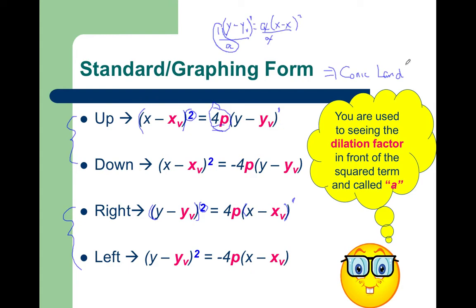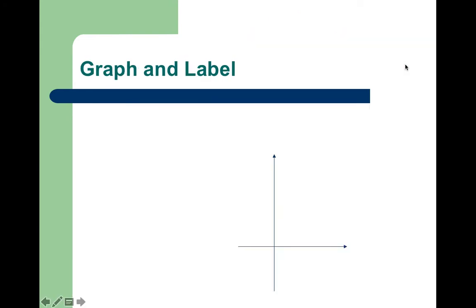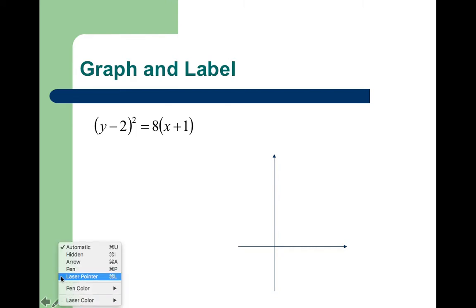Remember, you're used to seeing the dilation factor in front of the squared term, and that it's called a. The actual graphing form is derived from the geometric definition. The algebra 1 form is just a manipulation. They just divided both sides by 4p. That's all. So let's try to graph and label from graphing form. Copy this equation down, copy your axes down, and of course mark your axes with an x and a y.